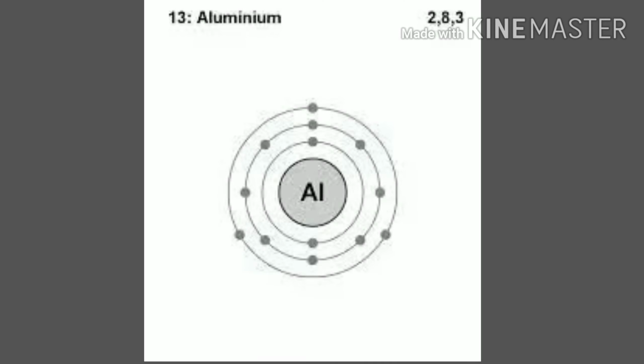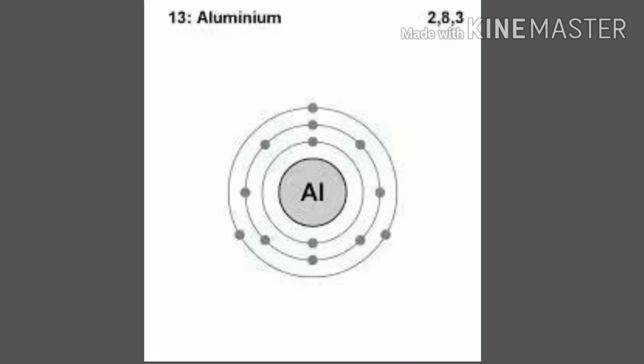Like this, we will take another example. See here, that is aluminium, whose atomic number is 13. So the electronic configuration is 2, 8, 3. So to be octet, the aluminium loses 3 electrons and forms the Al3+ ion. And if it loses 3 electrons, it is known as trivalent.